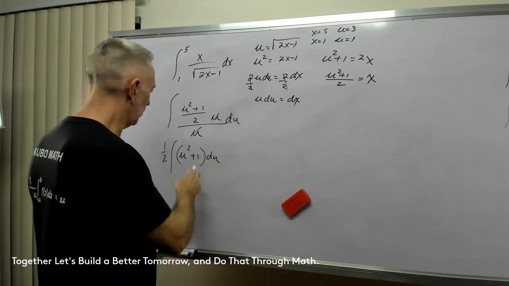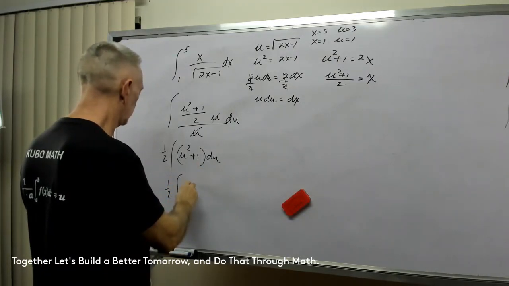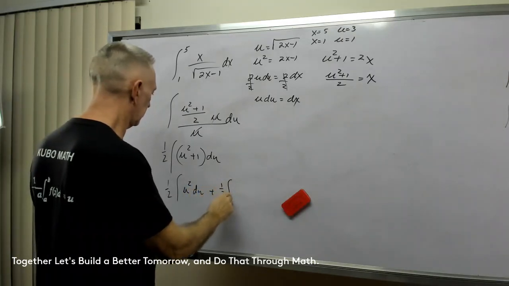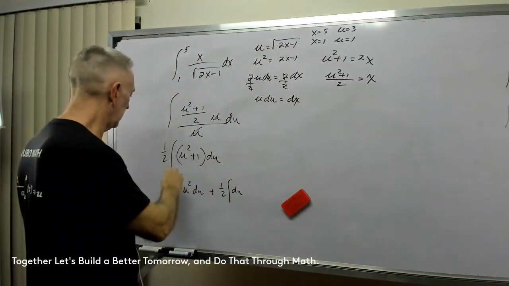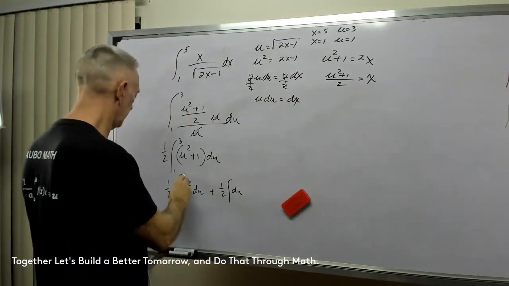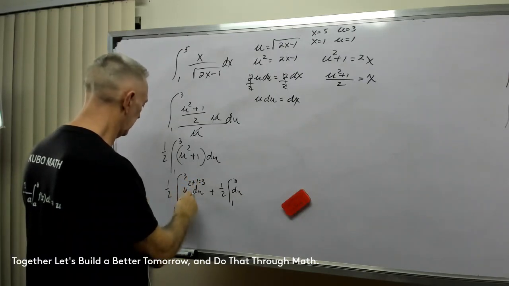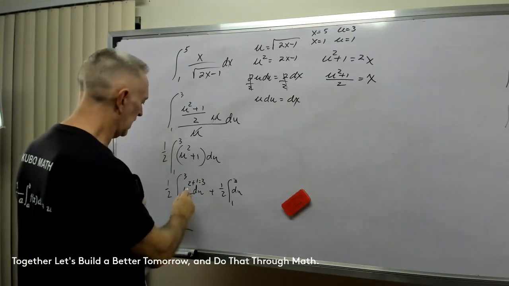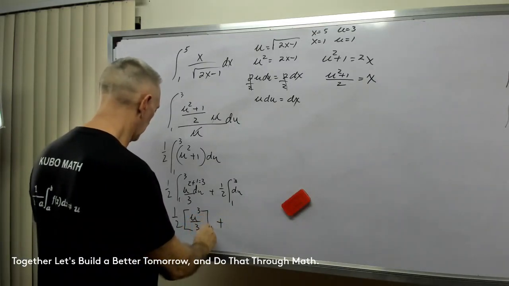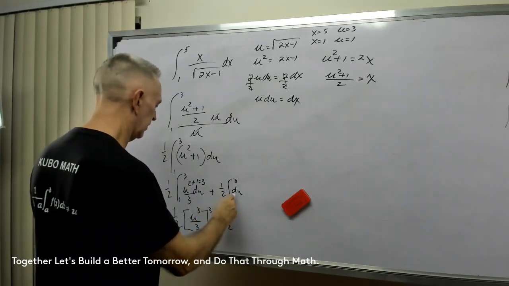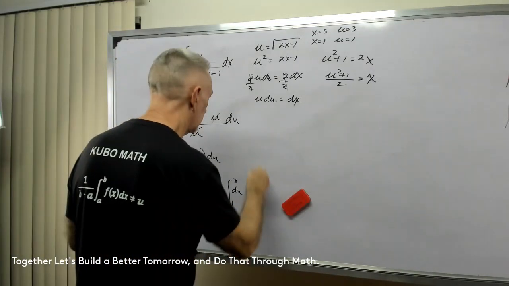I'm going to break this into two integrals. So I have 1/2 the integral of u squared du plus 1/2 the integral of 1 du, from 1 to 3. Now 2 plus 1 is 3, so I have 1/2 times u cubed over 3, from 1 to 3, plus 1/2 the integral of du, which is u, so 1/2 u from 1 to 3.